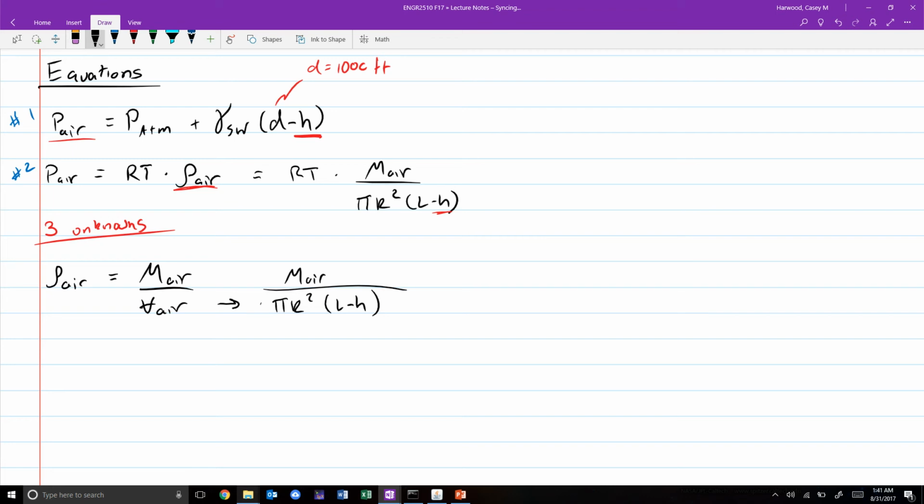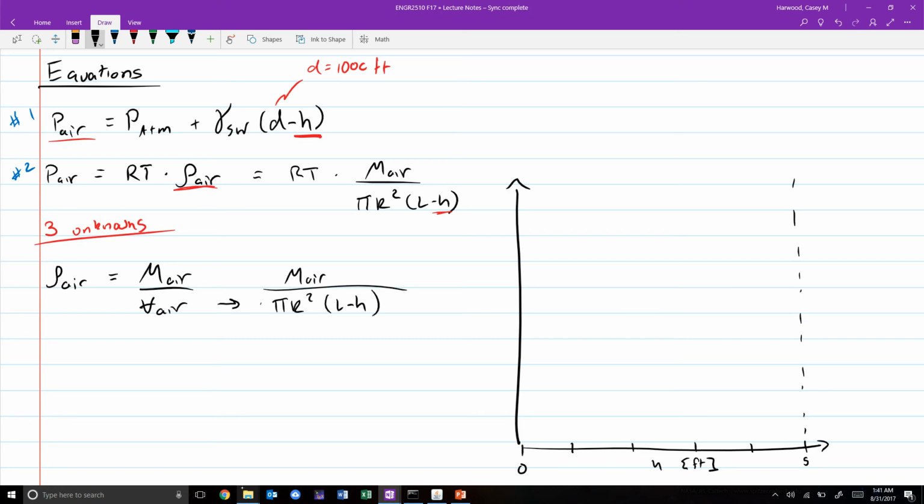Okay, so if we create a set of axes here, on the x-axis is going to be h with units of feet, and it's going to have values of 0, 1, 2, 3, 4, and 5 feet, right? H can't go beyond 5 feet because that's the height of the cylinder, right? So this is the upper limit on h.